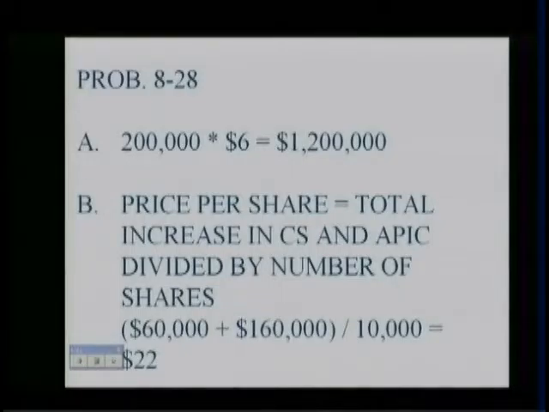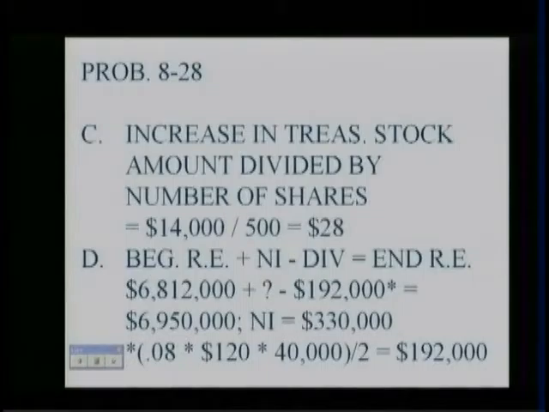In Part C, it asks you what was the average cost per share of common stock purchased for treasury during the month. Well, notice you went from 8,500 shares of treasury stock to 9,000 shares of treasury stock, so you purchased 500 shares of treasury stock. Your treasury stock account went from $816 to $830, so it went up $14,000. So you simply take the increase of $14,000 and divide it by the number of shares, 500, that were purchased, and that gives you $28 a share as your average price.